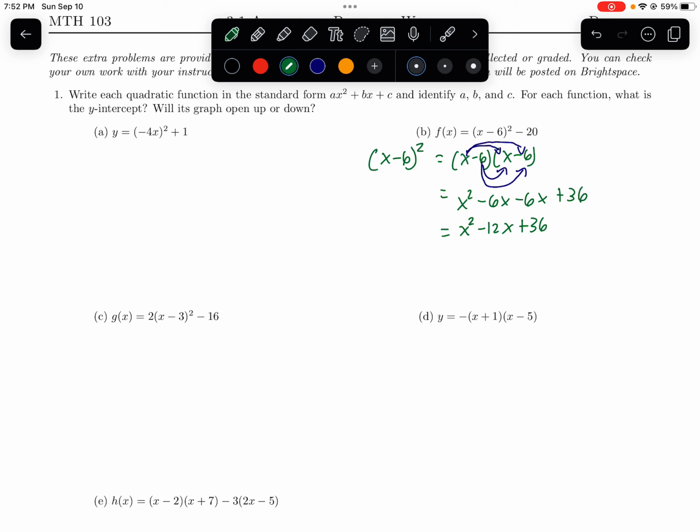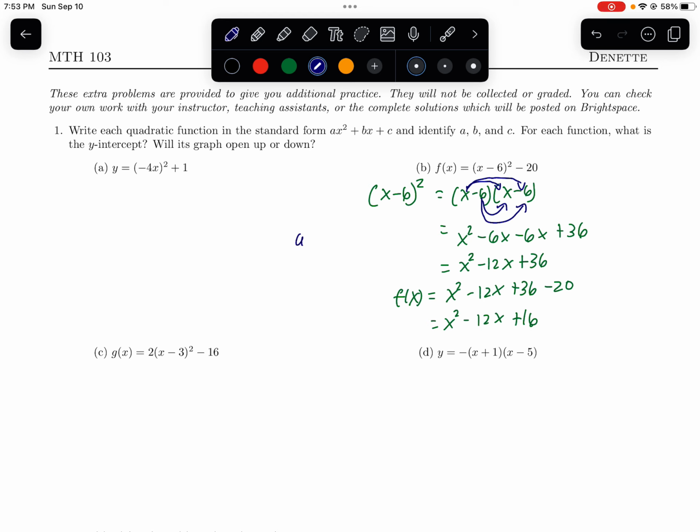And because we're subtracting 20 from this, it means that your function is really that minus 20. So x squared minus 12x plus 36 minus 20, or just x squared minus 12x plus 16. And so this means that a is 1, b is -12, and c is 16.